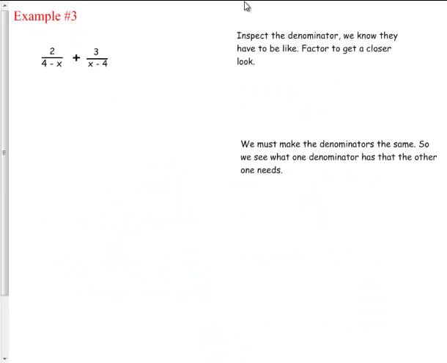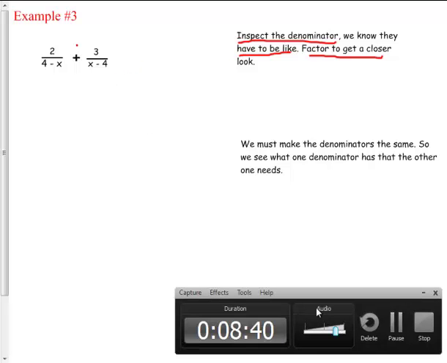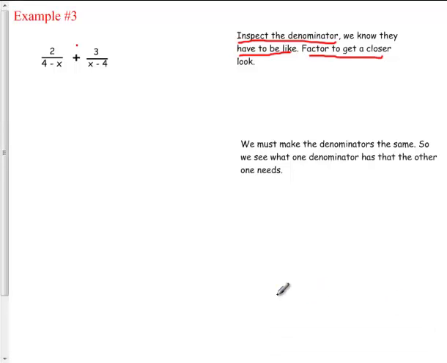Okay, here we go again. Question 3. There's only 4, so hang in there. Last one's pretty easy. We're going to look at the denominator. We know they have to be like because I'm adding fractions together. We're going to factor to get a closer look, but there is no factoring going on, but man, they look alike. This is an x minus 4, and this is a 4 minus x. They have to be the same in order for me to add them together.